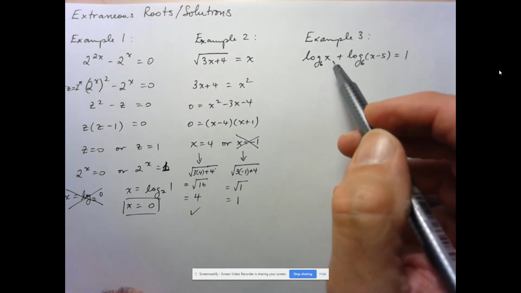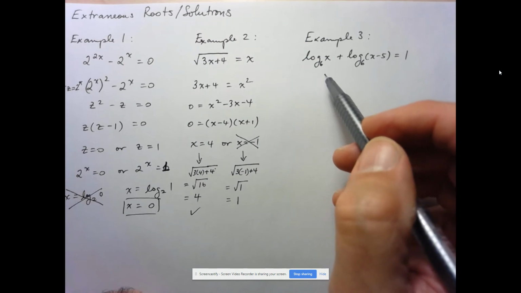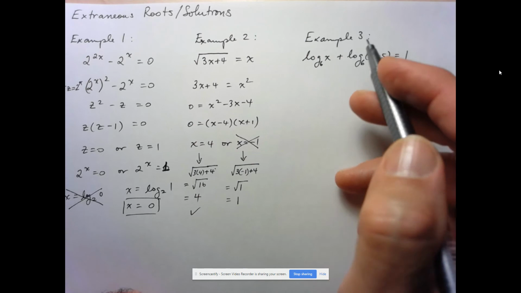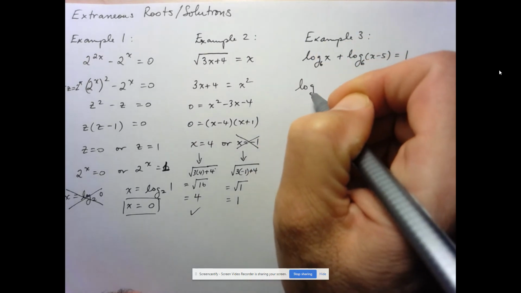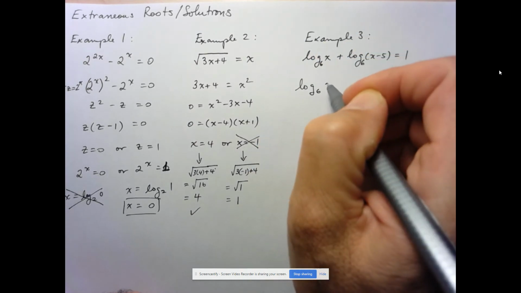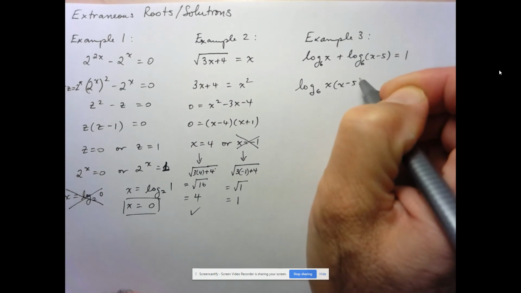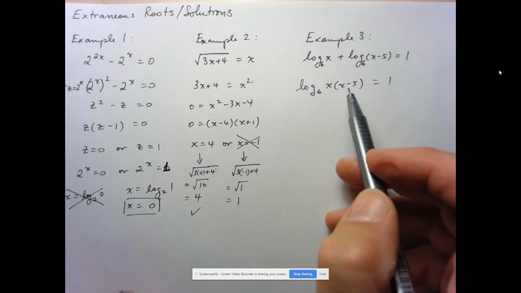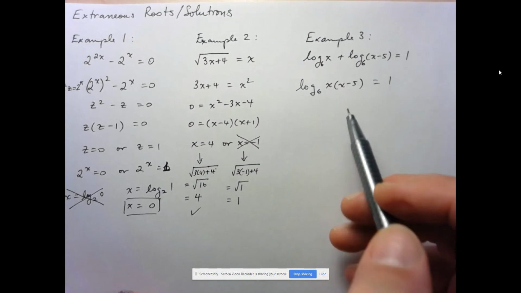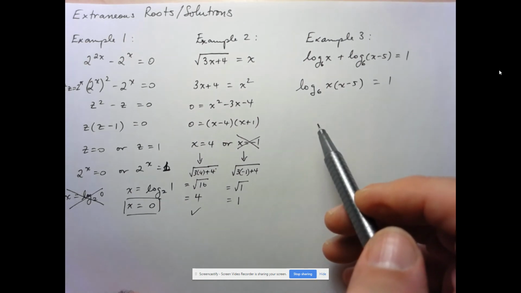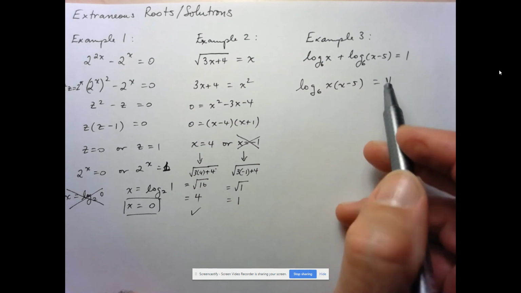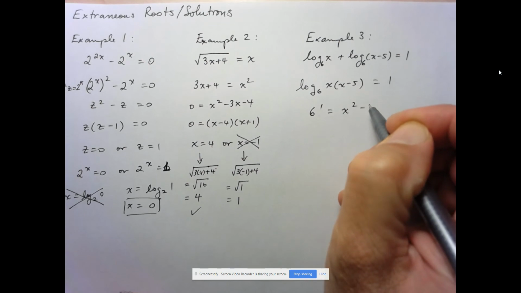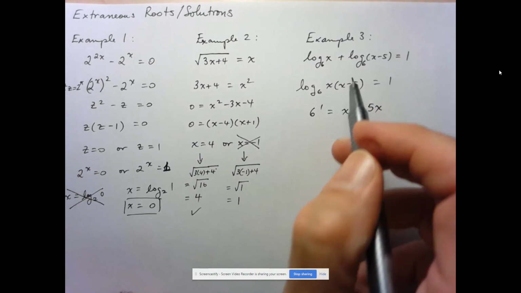So my goal is to get to a single logarithmic expression. Here I can use my first law of logarithms to bring these together as log base 6 of the product of x times x minus 5 equal to 1. Once I have this single logarithmic expression equal to a number, I can convert it into exponential form. So this is 6 exponent 1 equals x squared minus 5x. Might as well multiply it out.